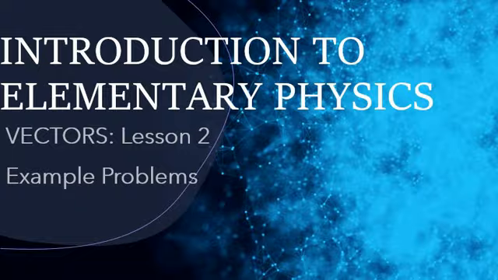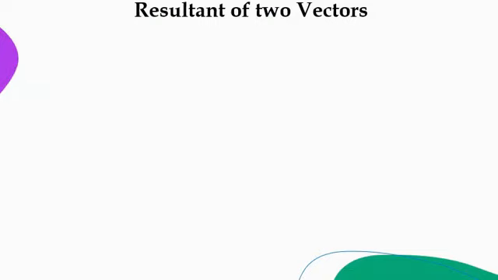Okay, let us begin. In lesson 2, we talked about obtaining the resultant of two vectors. Two vectors may act in the same direction or in opposite directions. So here there are two problems we are going to quickly look at so that we can strengthen our understanding on how to sum two vectors or find the resultant of two vectors.